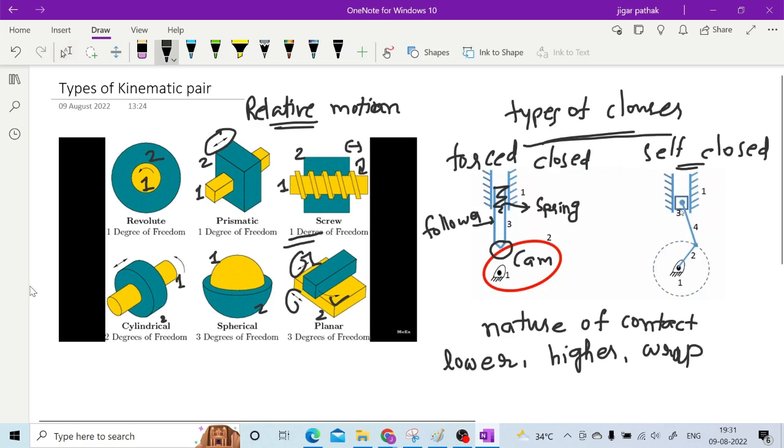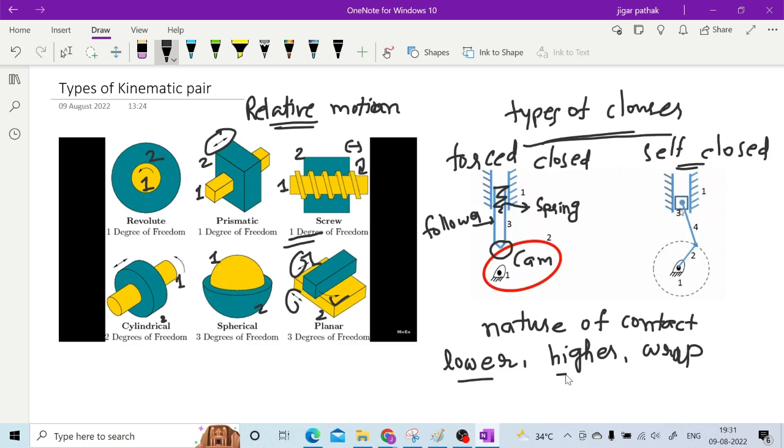Okay, so now again let us come to this classification based on nature of contact. So lower pair, higher pair and wrapping pair. Lower pair means whenever you are having surface or area contact, right, surface or area contact, then it can be termed as lower pair. It means here in this particular piston cylinder, you are having this area contact, or surface contact. So that is your lower pair.